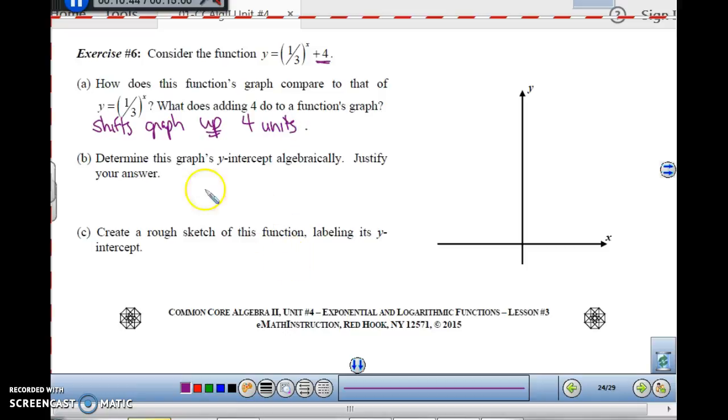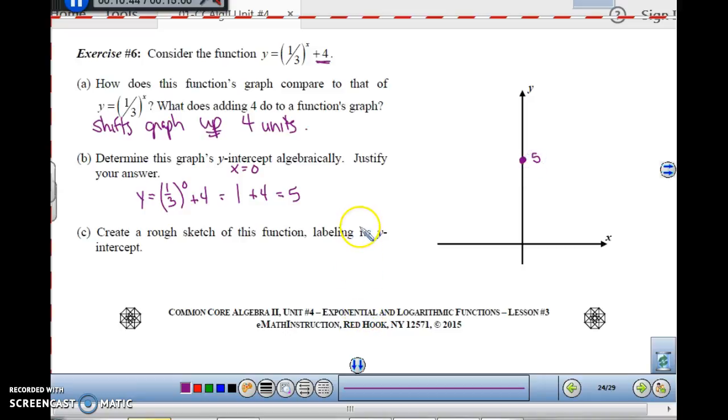Okay, so determine this graph's y-intercept algebraically. Remember, when they ask for the y-intercept, x is going to equal 0. So y equals 1/3 to the 0 power plus 4. 1/3 to the 0 is 1, plus 4 is going to equal 5. That makes sense when you think about it, because if we're doing the regular exponential function, 1/3 to the x, where would the y-intercept be? It would be at 1, because if you raise to the 0 power, it's going to be 1. And then you shove it up 4, you're going to be at 5. So instead of being at 1, you're up at 5 here. This is my y-intercept at 5.